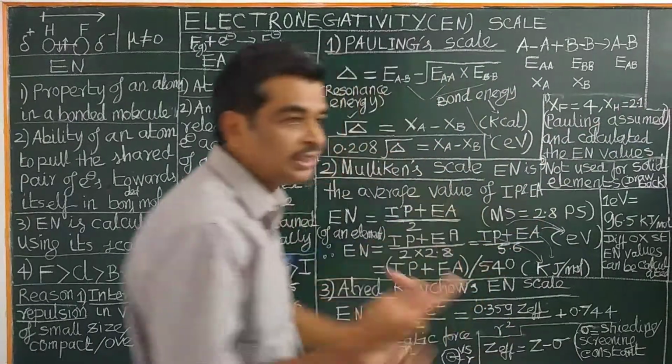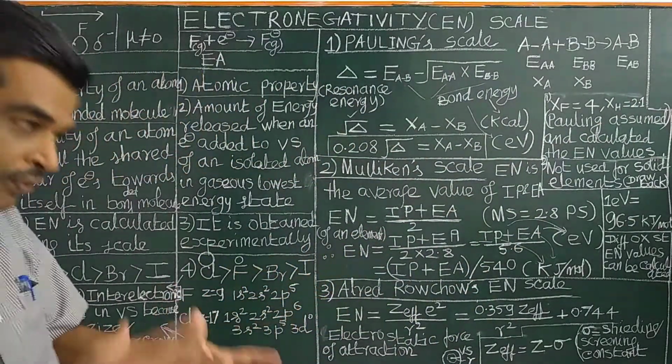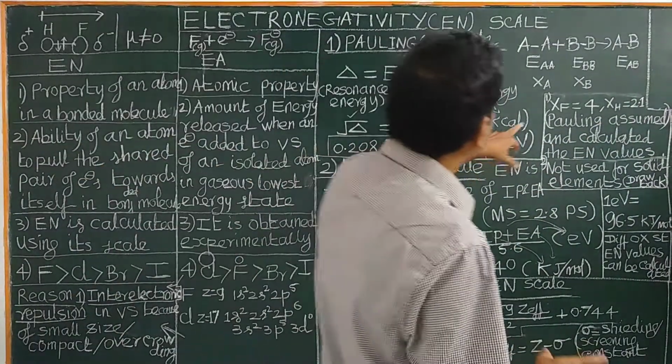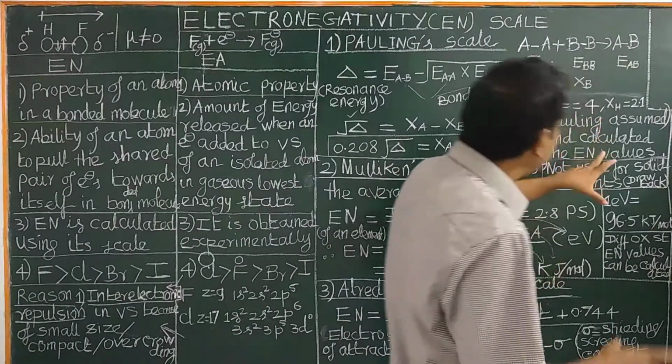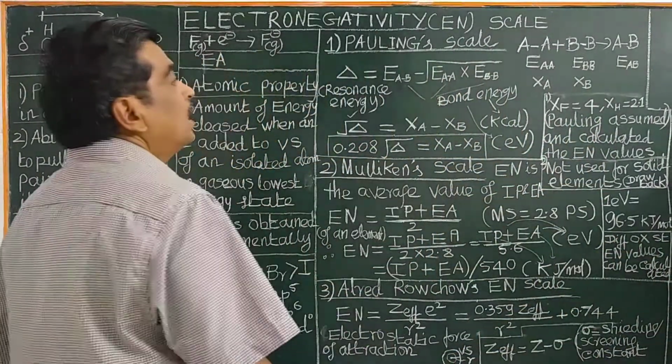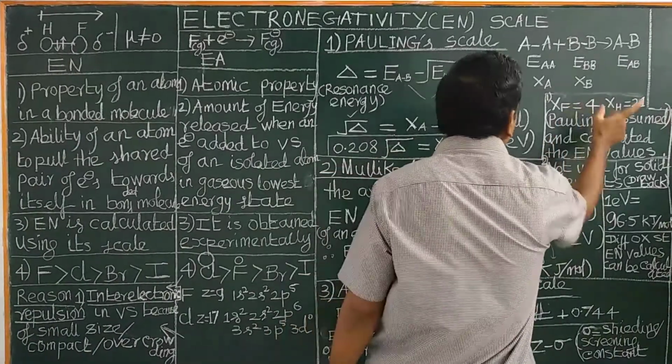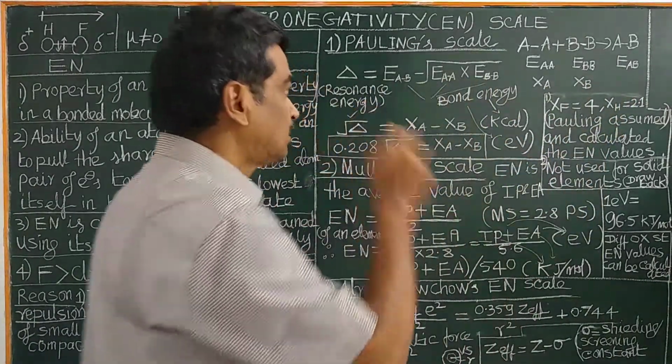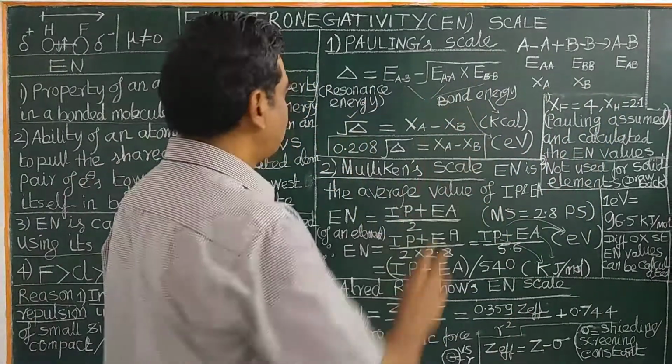Using this value, the electronegativity values of other elements are calculated. For example, the density of water is fixed at 1. Similarly, here the electronegativity value of fluorine is assumed to be 4 by Pauling.